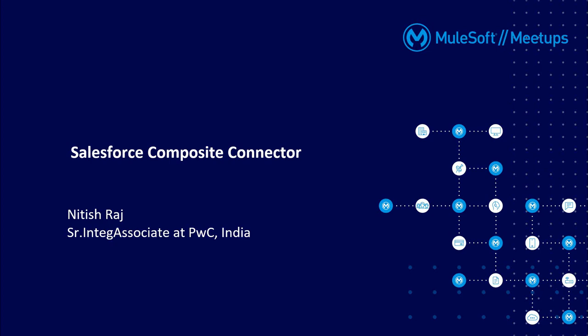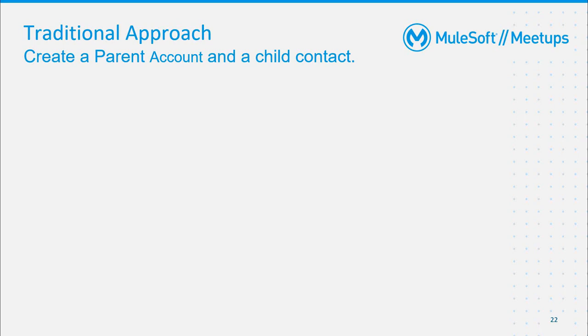So let's start quickly with Salesforce Composite Connector. Before starting the introduction, let me give you one use case. The use case is how do you create a parent account and a child contact? The account will be the parent and the contact will be a child related to this parent account. So let's see the traditional approach, where we are not using Salesforce Composite Connector, and how it would work.